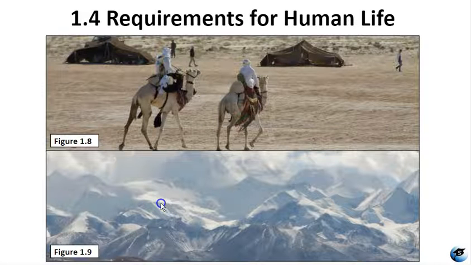Figure 1.8 gives an example of how humans living in hot, dry desert climates have adapted in order to acclimate to some degree of repeated exposure to high temperatures. Figure 1.9 gives another example of harsh conditions that humans have adapted to. That is, people that climb Mount Everest, they have to adapt to extreme cold, low oxygen, and low barometric pressure.